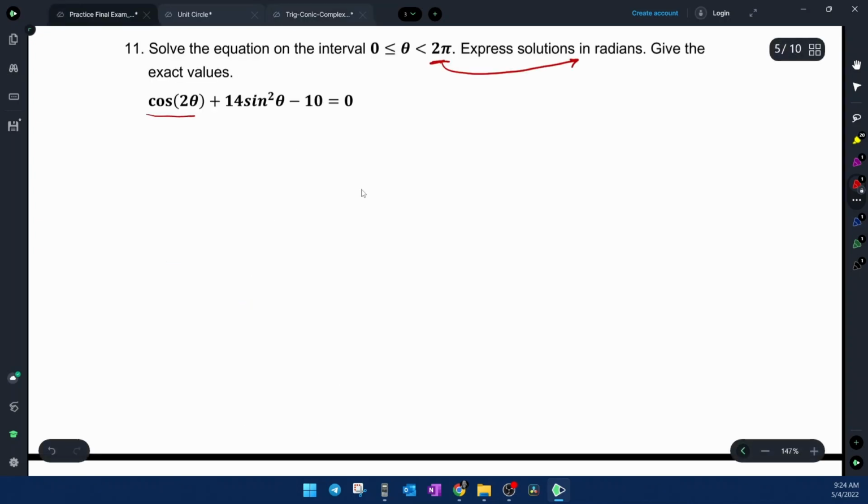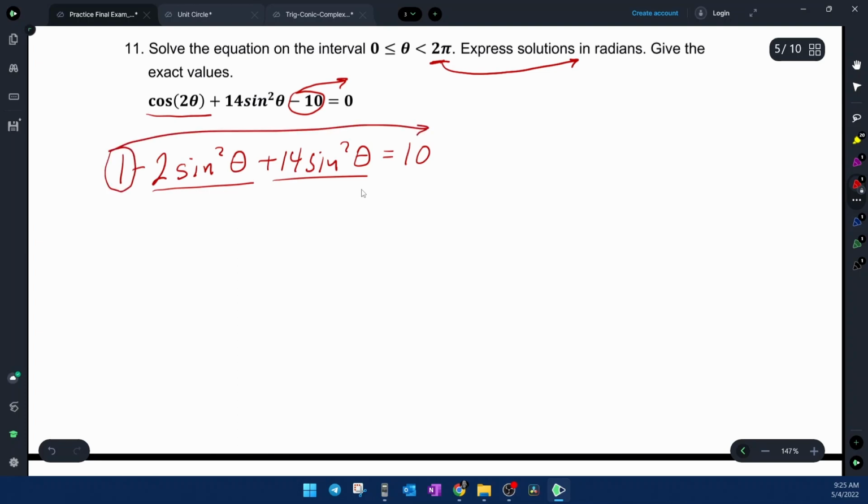And so replacing cosine of 2 theta with 1 minus 2 sine squared theta plus 14 sine squared theta. And I'm going to go ahead and move this minus 10 to the other side. And we're going to combine like terms. Oh, and I'm also going to move this 1 now to the other side. So negative 2 plus 14, that's going to give us 12 sine squared theta equals 9. Dividing both sides by 12, we're trying to isolate the trig function.